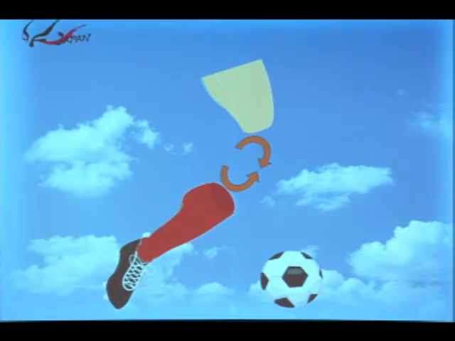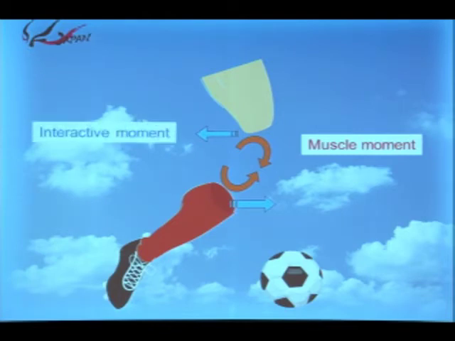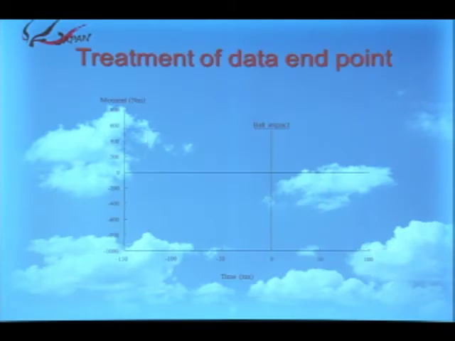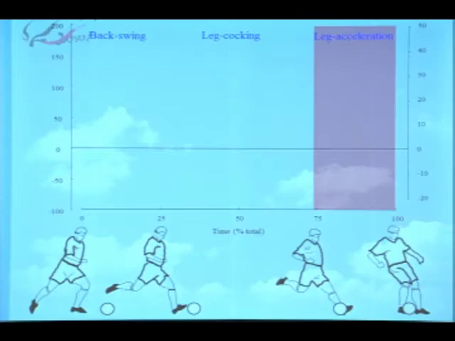So we computed the joint moment. Also, interactive moment. Interactive moment is caused by the motion of the other joint. So we got highly skilled club players. And I'd rather skip this because of time. So let's look at the kinetic changes.